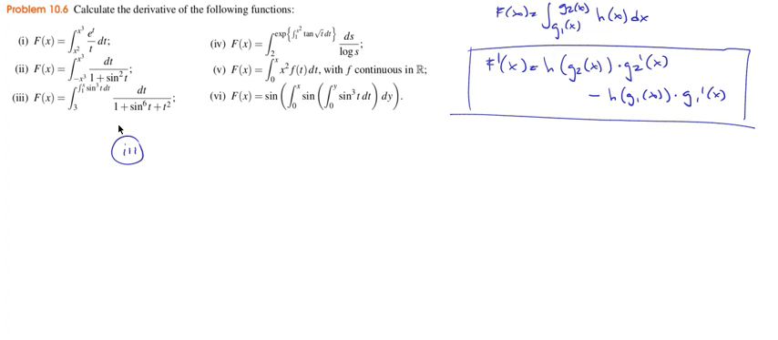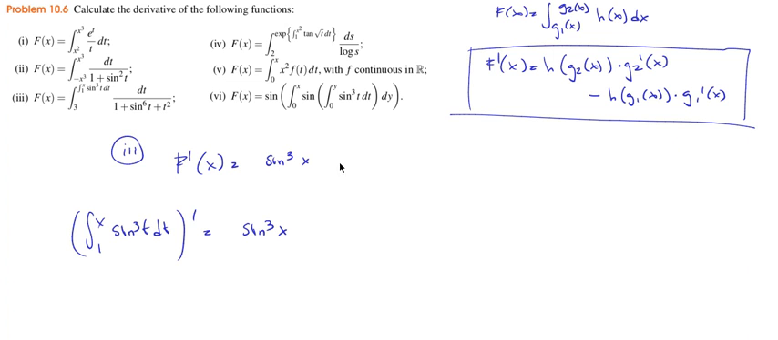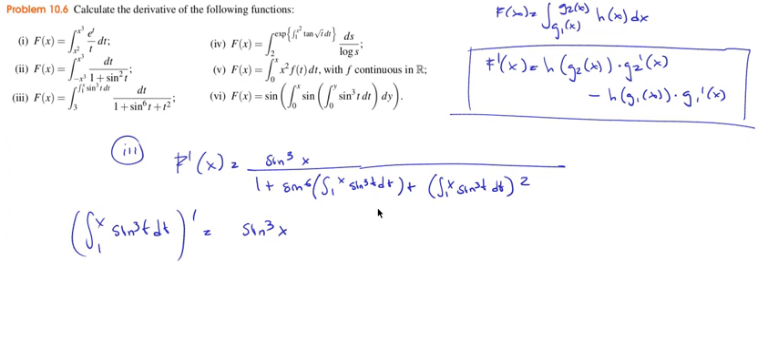Part 3. The integral between 3 and the integral between 1 and x of sine cube t dt over 1 plus the sine 6t plus t squared. Okay, so f prime is going to be the derivative of this function, which is the sine cube of x, divided by 1 plus the sine to the 6, evaluated at the integral from 1 to x of sine cube of t dt, plus the integral squared, and then minus the derivative of 3, which is 0, so that's it. Okay, this is the derivative.